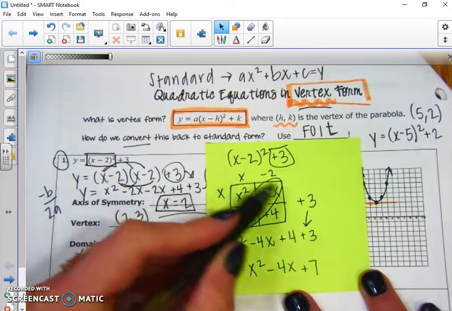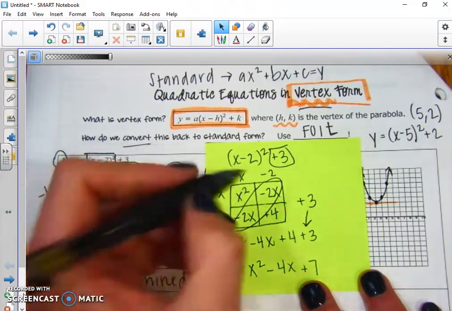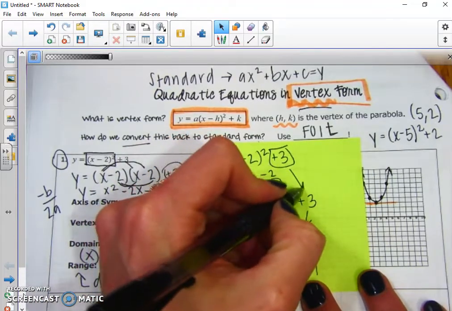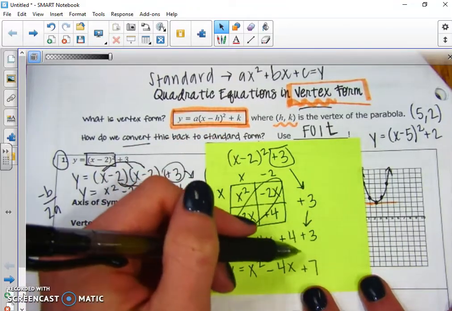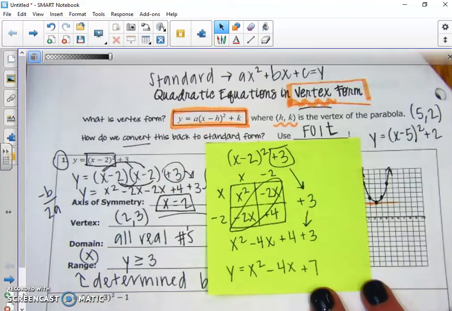So if you prefer to use the box method instead of FOILing, that's fine. Just make sure that whatever is on the outside, this plus 3 or plus or minus whatever, you continue that. You take it all the way down to the final answer.